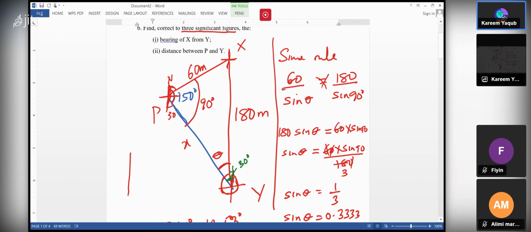So this is what it's saying here. This is 90 degrees. This is x here, this is y here, and this is p here. So xp is 60, xy is 180. We are now looking for this place. We can make use of what? Pythagoras rule to solve this.